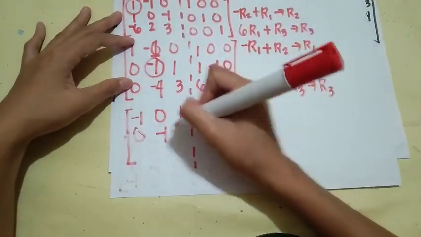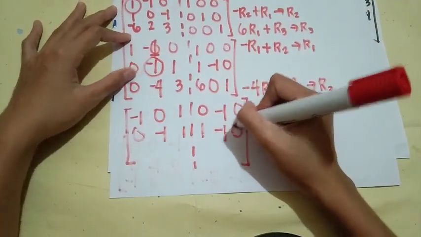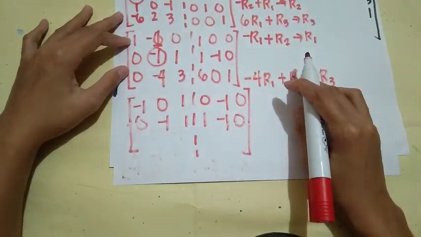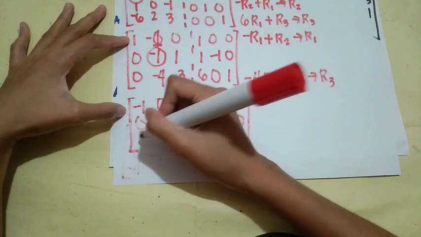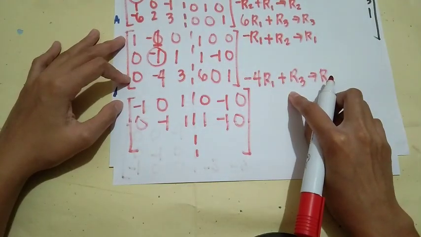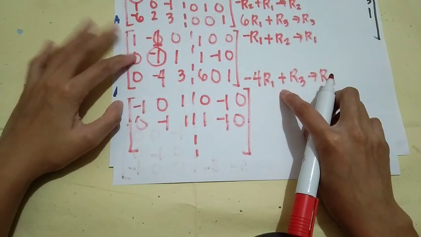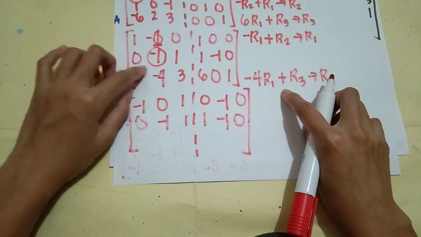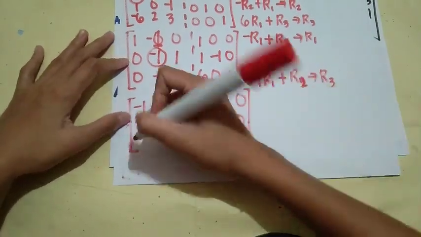Now let's copy the second row since our pivot is done. So we have here negative 4 times 1 is negative 4. Negative 4 plus R3. Negative 4 R1 plus R2, actually. Negative 4, so still 0.